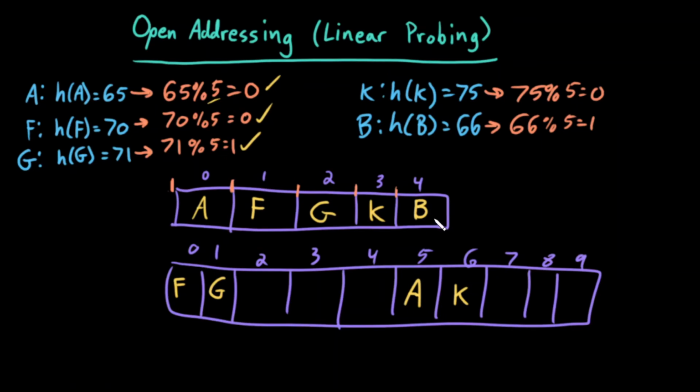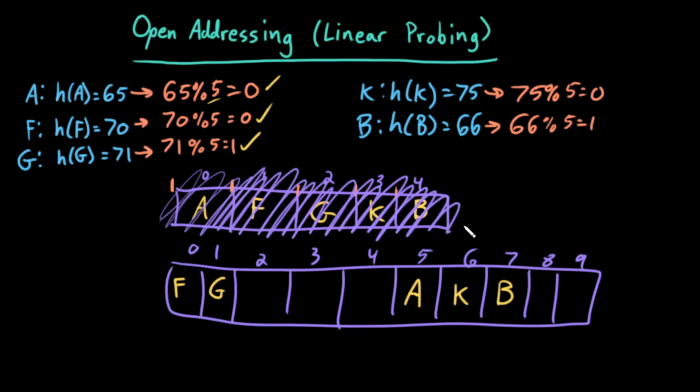Now I try B. So B is 66. Mod 10 is 6. Uh-oh, position 6 is already full. I try the next one over. It's empty. I insert it there. And then I would deallocate the other array. And now this new array is the array of my hash table.